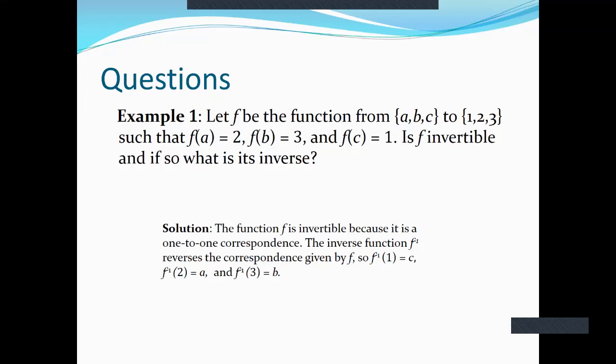So let's see the definition. Solution: the function f is invertible because it is a one-to-one correspondence. So the inverse function f inverse reverses the correspondence given by f. So f inverse of 1 is equal to c, f inverse of 2 is equal to a, and f inverse of 3 is equal to b, as I discussed earlier. So you can pause here and understand how we have done the reverse, if you do not understand yet.